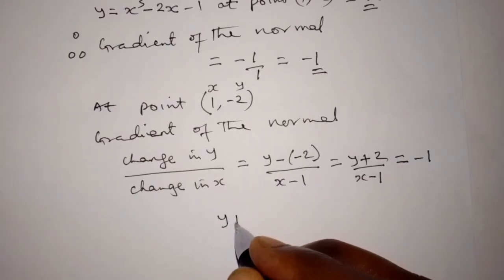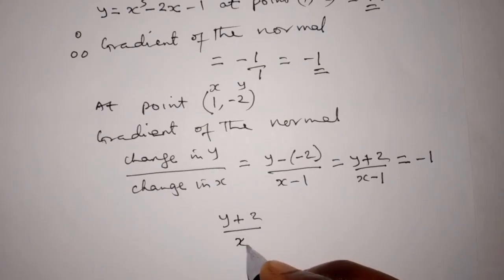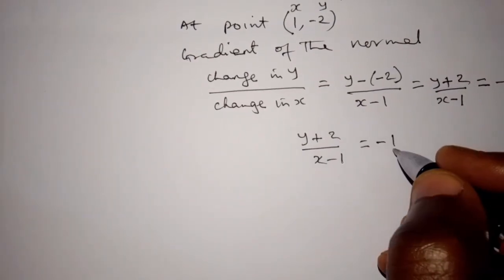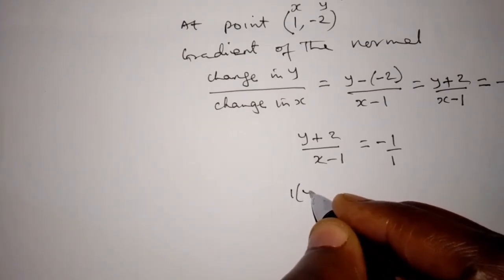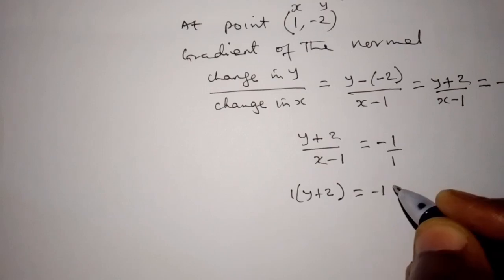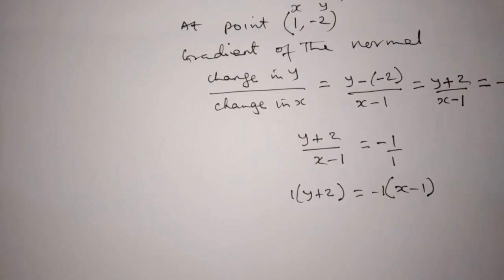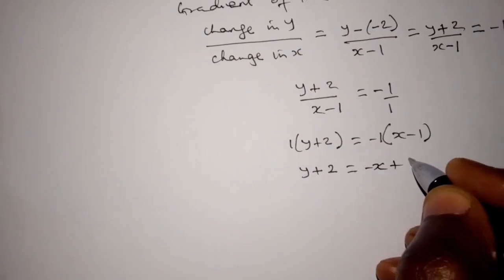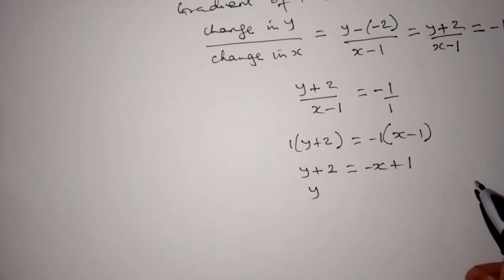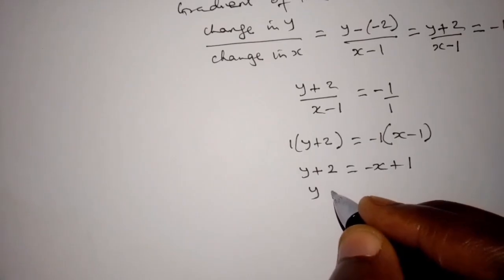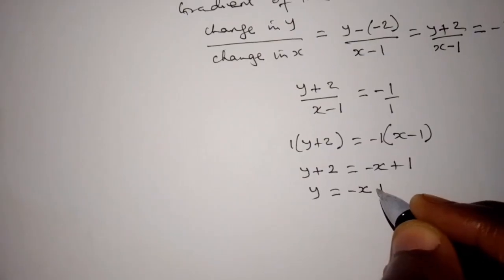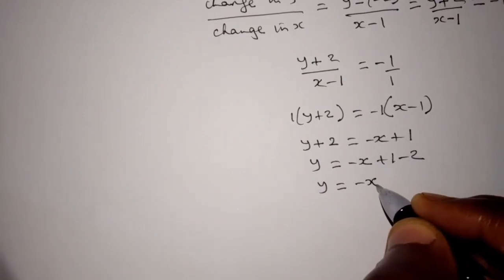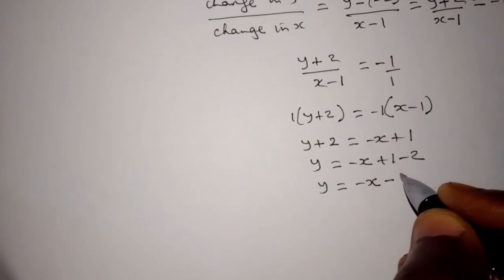So we can say that y plus 2 over x minus 1 is equal to negative 1. We can cross multiply. This is going to give us 1 times y plus 2 is equal to negative 1 times x minus 1. This is y plus 2 is equal to negative x plus 1. y is equal to negative x plus 1 minus 2. y is equal to negative x minus 1.